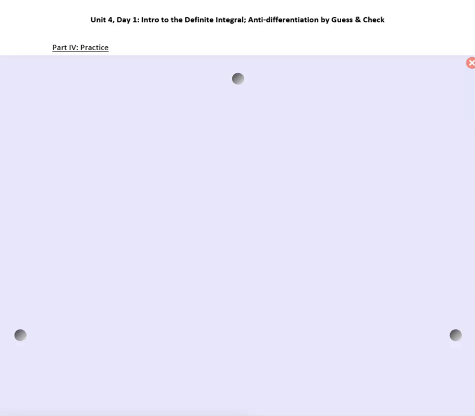Right, this is just a practice page on anti-differentiation by guess and check. So I would suggest that you go ahead and try all these problems, and you can check the answers just on the hard copy that we put in the answer key, or you can listen to me talk you through it, or you can just fast forward to the ones that you had trouble on.